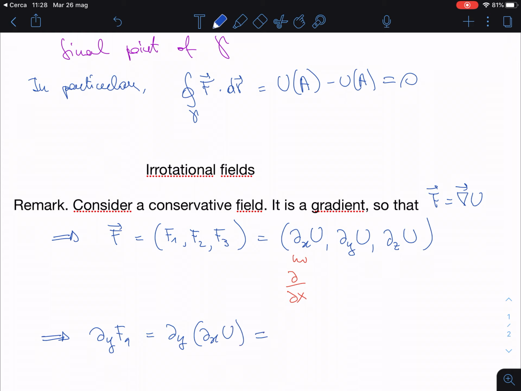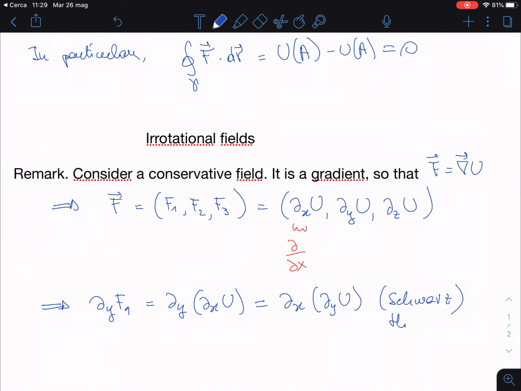But you know from differential calculus for multivariable functions, this is dx of dy u by Schwarz theorem. It was Schwarz with a T. There are two Schwarz, one with T and the other without. This was the one without, it was the German guy, Hermann Schwarz. The other was the French one, Laurent Schwartz, in two different centuries. However, this is the Schwarz theorem for mixed derivative.